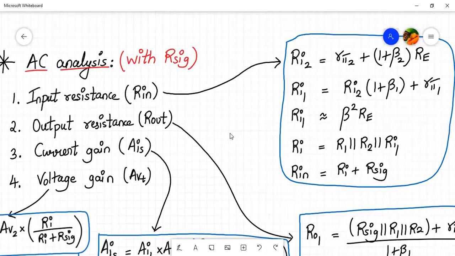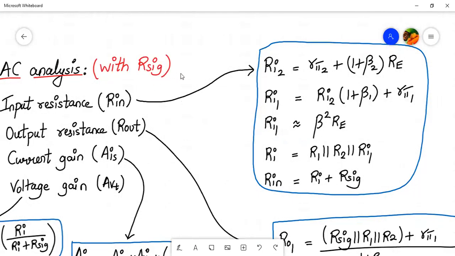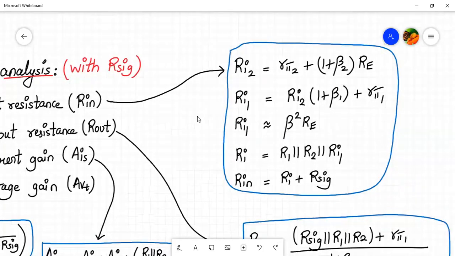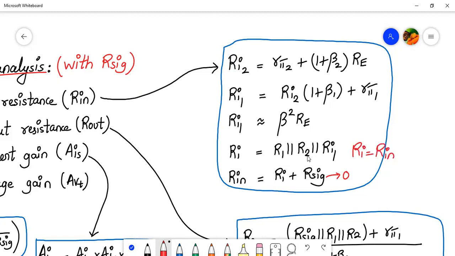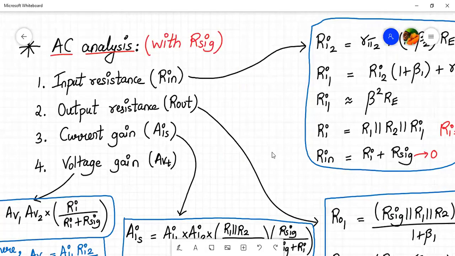So over here, the input resistance Rin is with the signal resistance. Wherever we have a signal resistance in series, it will be considered zero in this case. We first calculate RI2, which will be R pi 2 plus 1 plus beta 2 times RE. You can refer to the previous lecture for how we got this formula. Then RI1 is RI2 into 1 plus beta 1 plus R pi 1. That was the exact form. The approximated form of RI1 was approximately equal to beta squared times RE. The input resistance RI will be R1 parallel to R2 parallel to RI1. And RIN was given by RI plus RSIG. In our case, RSIG is zero, so RI and RIN will be the same, which will be R1 parallel to R2 parallel to RI1. So we have to note these things down first.